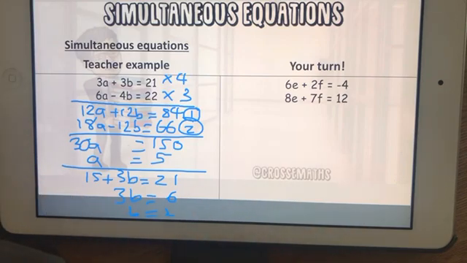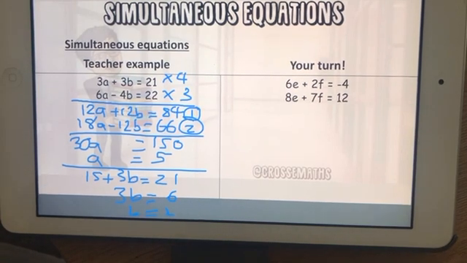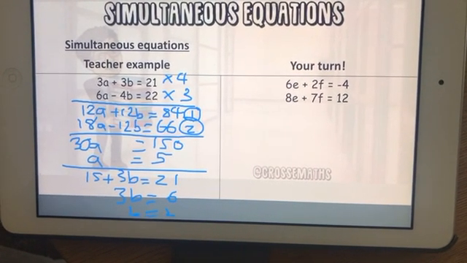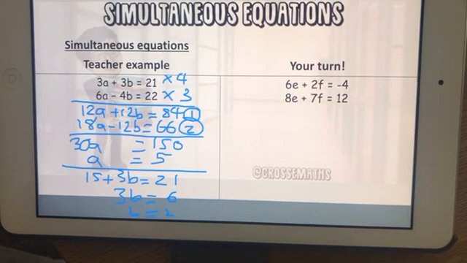Have a go at the one on the right hand side, please. I'll give you 1 minute to get that one done. Then we're going to do some GCSE ones to finish. 30 seconds.